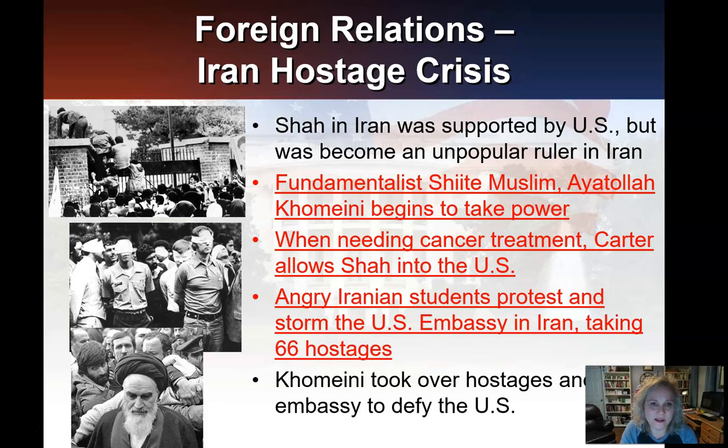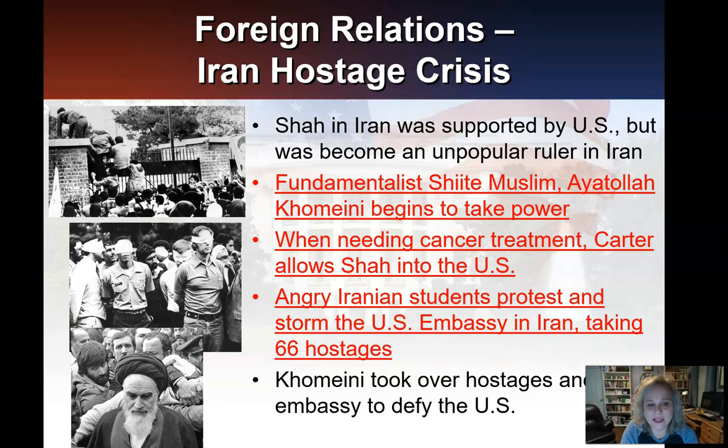While he's in exile, he gets cancer, and he's still kind of friends with the U.S. So the United States allows the Shah in to get cancer treatment. Now, people get absolutely upset. And I should say, side note, they also elected Ayatollah Khomeini to take power. He's a fundamentalist Shiite Muslim. Carter allows the Shah to come into the country, and out of anger, some students invaded the American embassy in Iran and took 66 hostages.